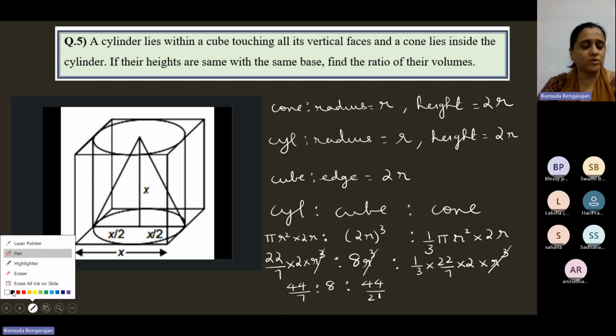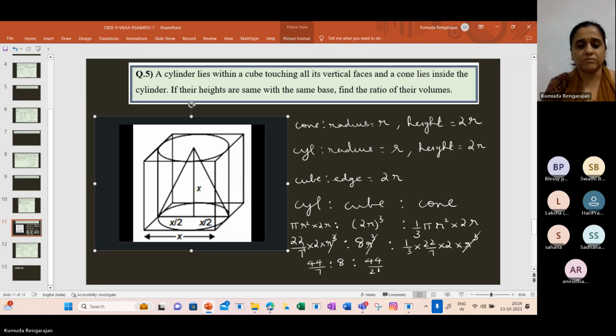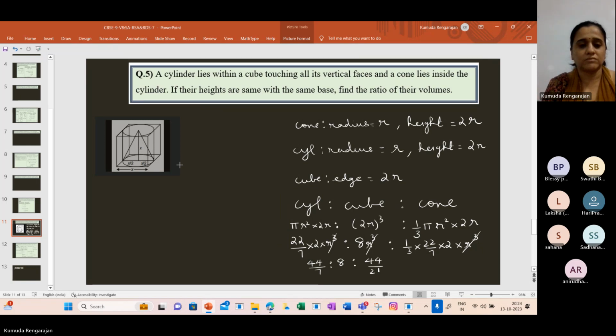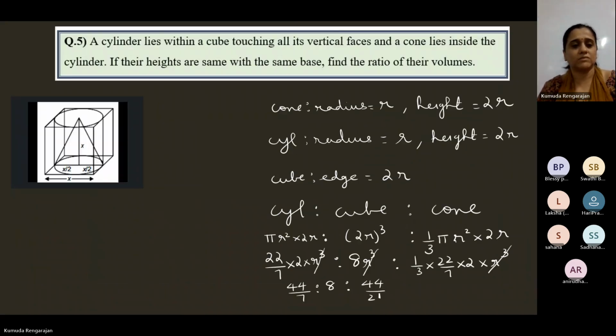The thing is, we need to write it with one second. Okay, so we got the ratio. We're done. So I'll just write it again. The ratio is 44/7 is to 8 is to 44/21.